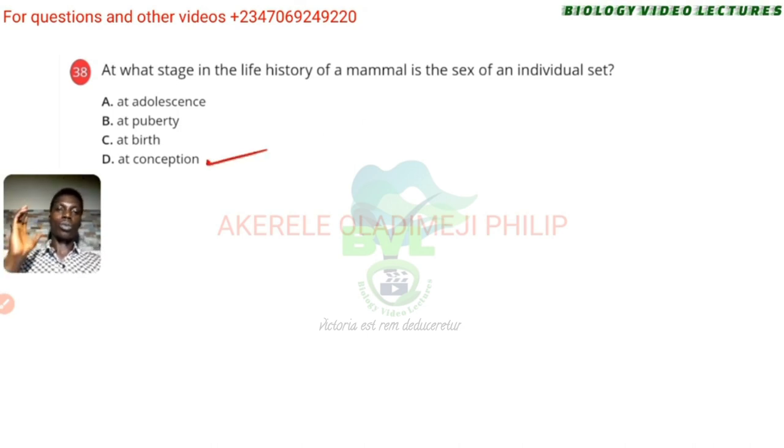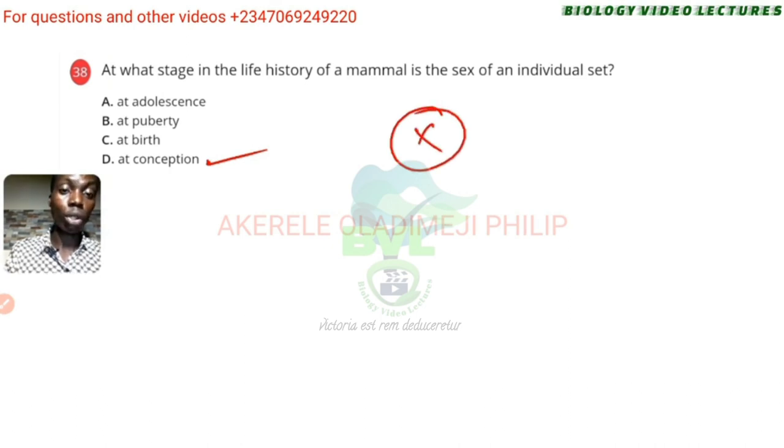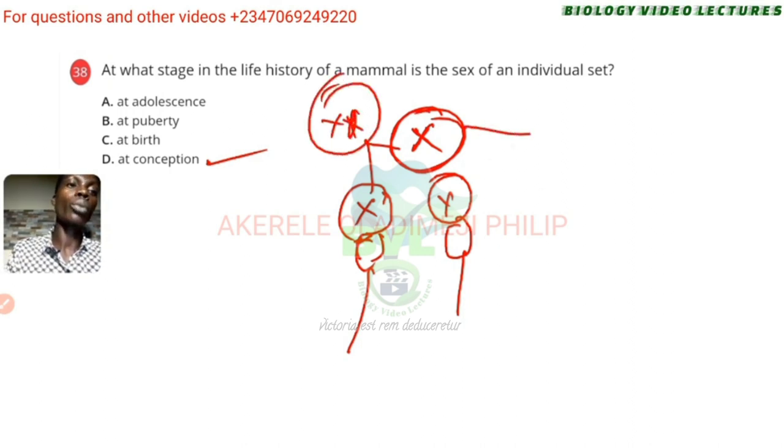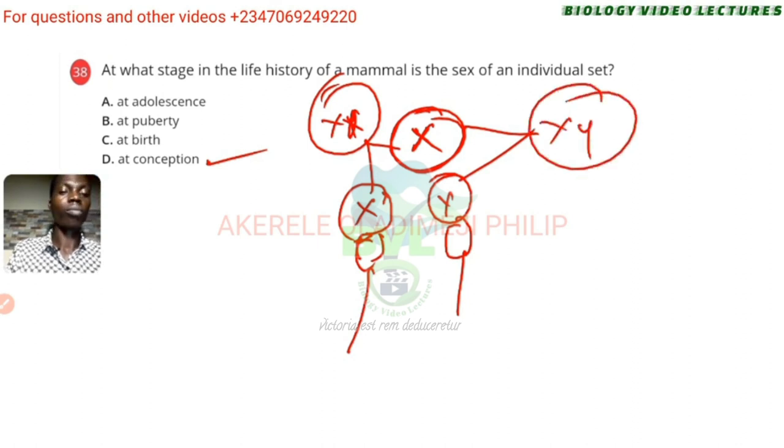Now, why? This is an egg that has an X chromosome all the time as the sex chromosome. The X chromosome is always the sex chromosome. But a sperm cell can have an X chromosome as its sex chromosome, or it can have a Y as its sex chromosome in the karyotype, or the number of chromosomes there. So if this egg is fertilized by X, it's going to be XX, which is going to be a female. If it's fertilized by Y, it's going to be XY, which is going to be a male. So the sex is formed at conception. Conception is just after fertilization, that's conception.